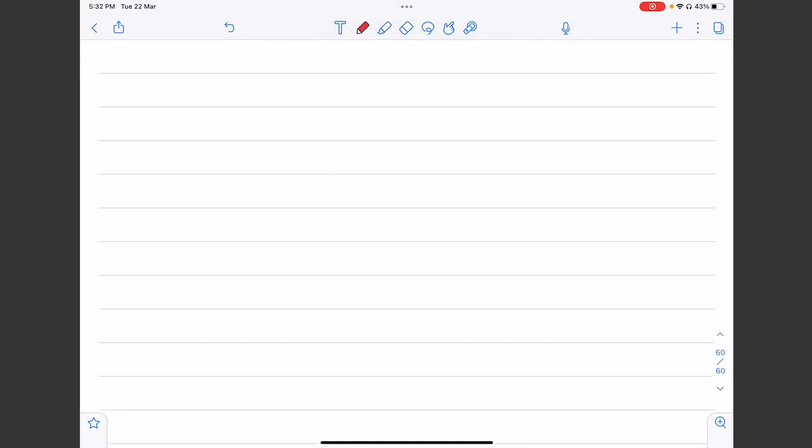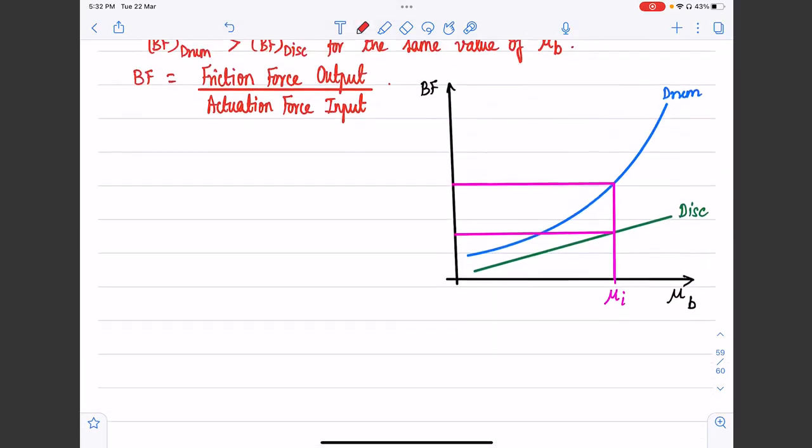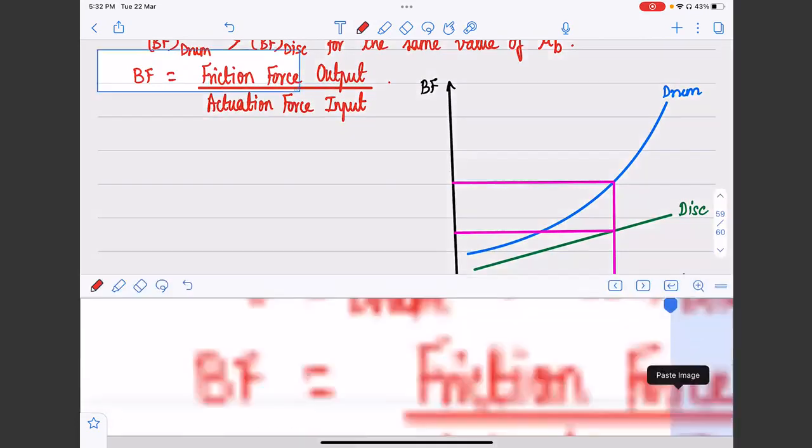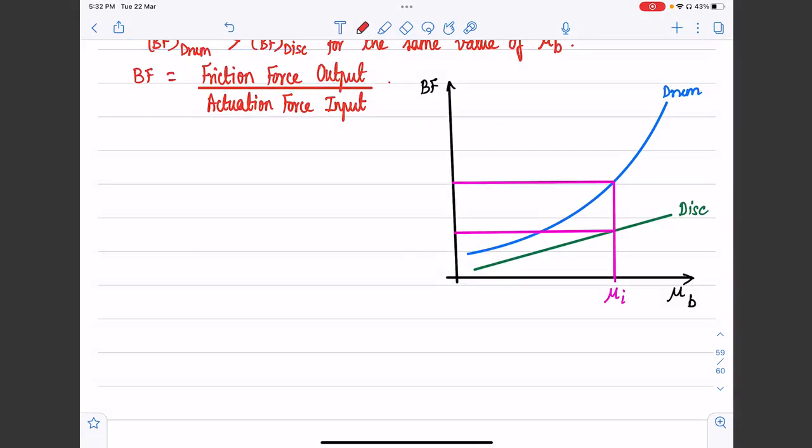But then what's going to happen with usage? When we start using the brake system, there is going to be wear and tear of the friction lining, point number one. And then the brake linings also get hot. When the brake lining gets hot, the value of mu is going to drop. Consequently, the brake factor also will drop, as evident from this figure.